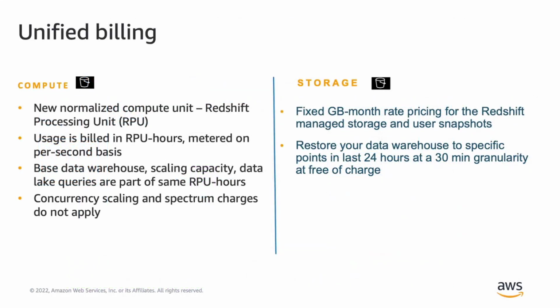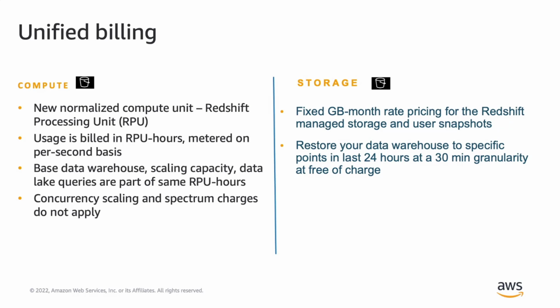With Redshift Serverless, you pay for compute and storage separately. Compute capacity is measured in Redshift Processing Units, or RPUs, and you pay for the capacity for the workload duration on a per second basis. Serverless automates the capacity management by making the right sizing decisions and scales the capacity elastically and automatically based on your workloads. One RPU has 16 gigabytes of memory with corresponding CPU and networking. Data lake queries are part of the same RPU hours. This is moving away from the per terabyte based pricing of Spectrum.